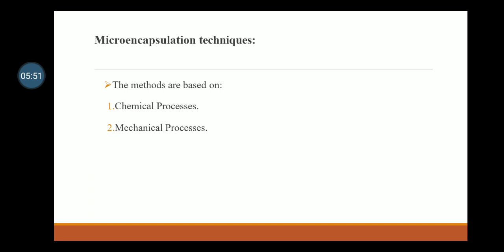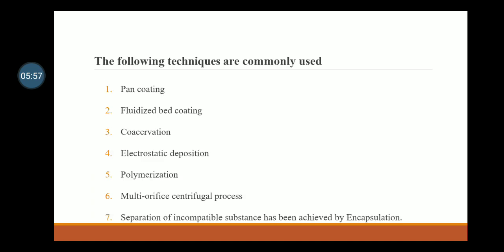Microencapsulation techniques. The methods are based on chemical processes and mechanical processes. The following techniques are commonly used. First, pan coating. Second, fluidized bed coating. Third, coacervation. Fourth, electrostatic deposition. Fifth, polymerization. Sixth, multi-orifice centrifugal process. Seventh, separation of incompatible substances has been achieved by encapsulation.